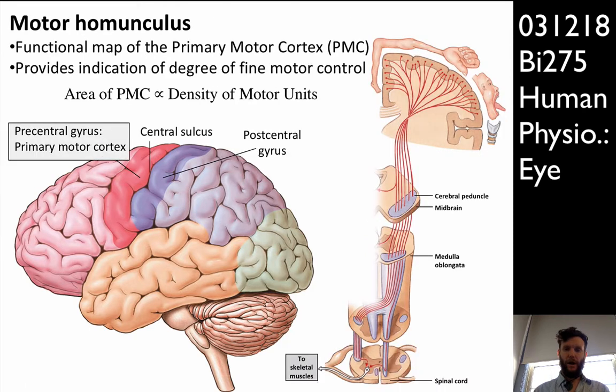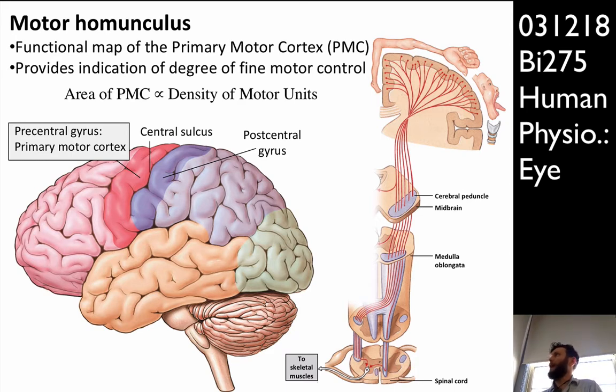All right, well, on the other hand, if we look just next door, in the precentral gyrus we have what's called the primary motor cortex. And analogously to the primary sensory cortex, we have this mapping of all of the efferent neurons that are going to control the various skeletal muscles in the body.